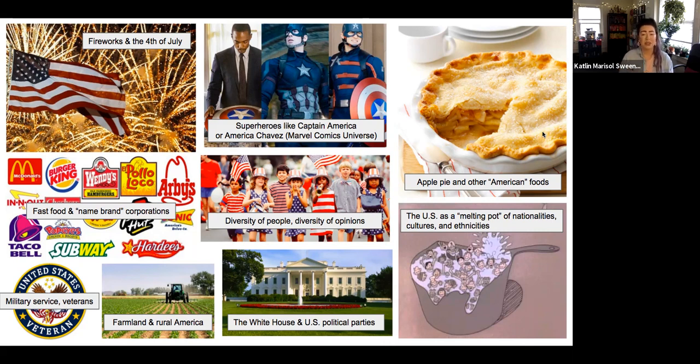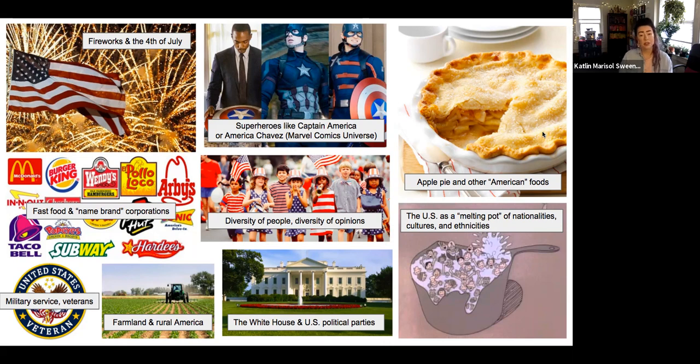Oftentimes students will also mention apple pie or other American foods that either show up in sayings like "as American as apple pie," or show up when people think about whether there is really a specific cuisine that one could assign to the US. Fast food and name brand corporations oftentimes also get referenced when we think about the vast landscape of consumerism, which we'll talk about this semester.